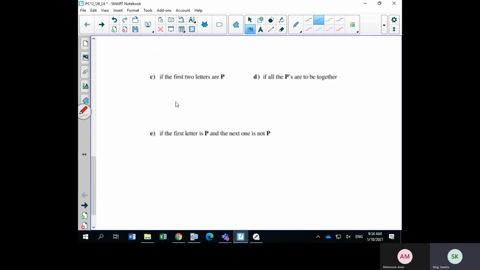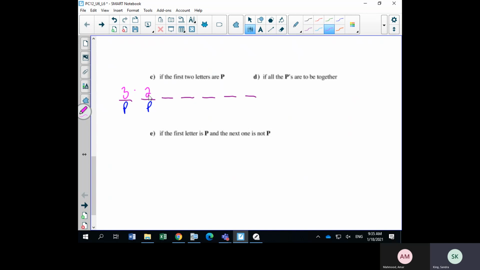Okay, so let's look at this one. If the first two letters are P's, the way I do it, Poppies has 7 letters, so I'm setting up 7 stages: 1, 2, 3, 4, 5, 6, 7. They want the first 2 letters to be P's, so they want a P here and a P here. How many P's do I have to choose from over here? In poppies, how many was there to choose from? 3. So I would put a 3 here, and then how many P's would be left here? 2.